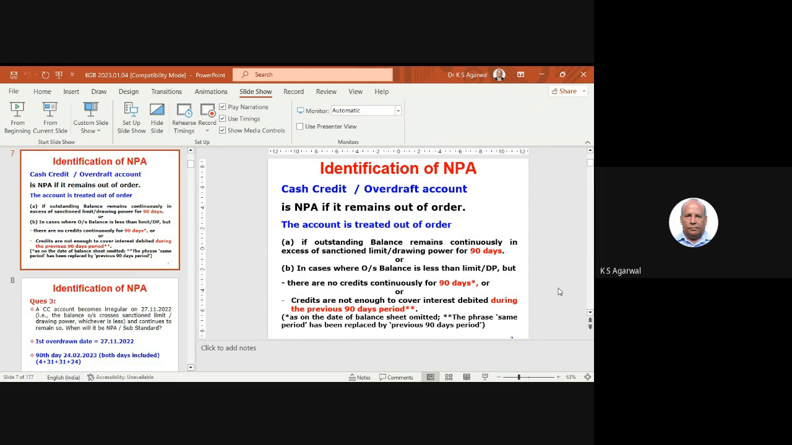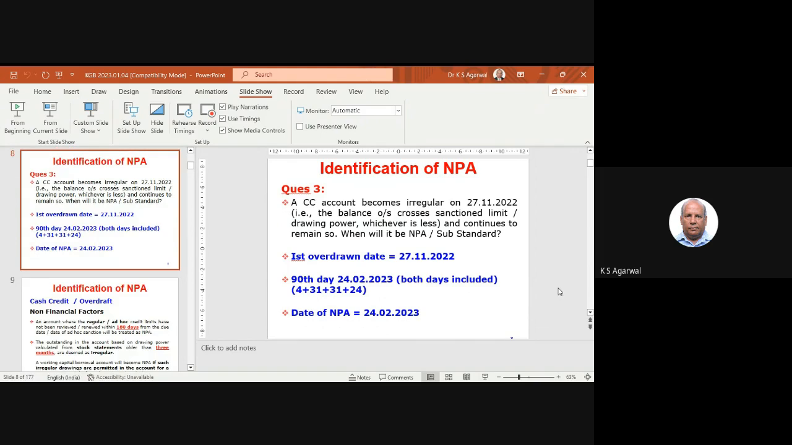Or during this period, whenever I'm seeing there, today, say I'm examining the account today. So I will see previous 90 days period if their credits are not enough to cover the interest debited. In such scenario, this account will become NPA. Question 3, I am leaving. You can read and work out the data of NPA.